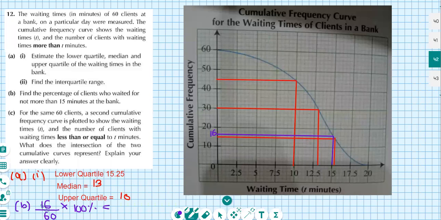So it will be 60 total. These are the people. So we have to subtract 16 from 60. So 60 minus 16 gives you 44 people. 44 divided by 60 into 100%. So it is 73.3%. Yes.